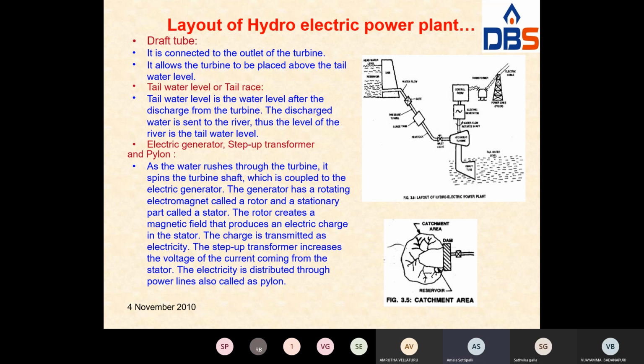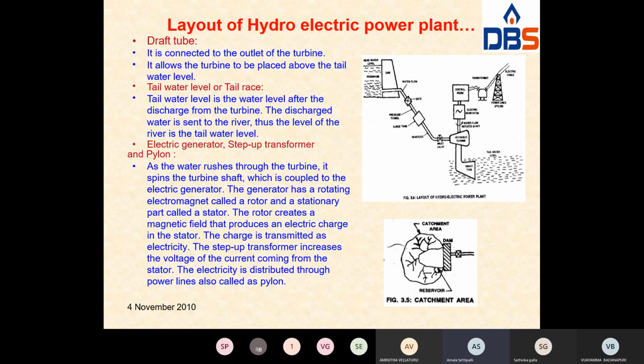Next one is the electric generator and step up transformer. This is the electrical generator and this one is the step up transformer. As the water rushes through the turbine, it spins the turbine shaft, which is coupled to the electrical generator. The generator has a rotating electromagnet called the rotor and a stationary part called the stator. The rotor creates a magnetic field.